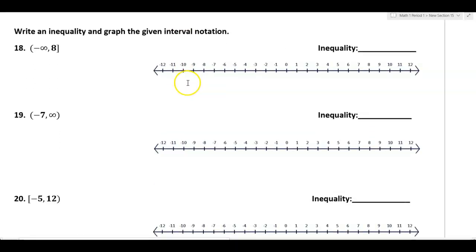Now, these last few are interesting. We're going to take the interval notation and we're going to graph them and then write the inequality. So the first one starts at negative infinity and ends at 8. And since it's a square bracket, we know it's a closed dot on 8 and it goes from negative infinity to 8. So the inequality here is basically x is less than or equal to 8. The next one, it's a round bracket on negative 7, and it goes all the way to positive infinity. So we know all my x values are to the right of negative 7, so x is greater than negative 7.